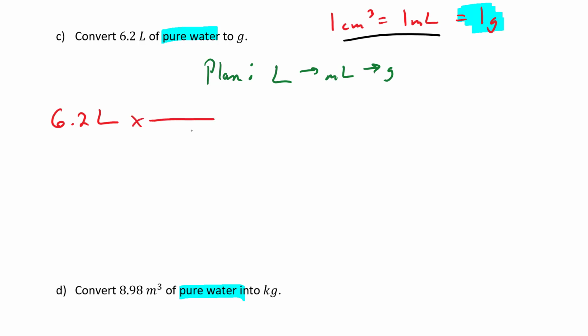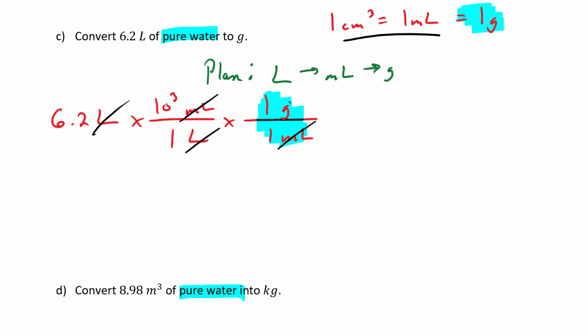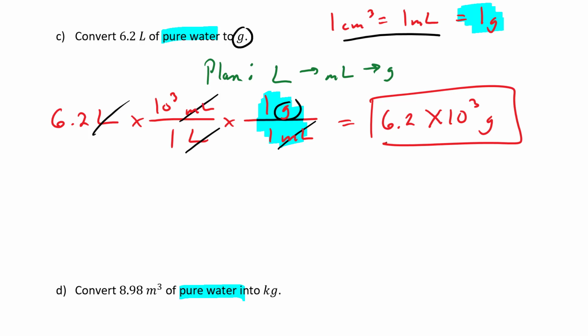So liters to milliliters, 1 liter is 10 to the 3 milliliters. And over here, 1 milliliter is 1 gram. Again, this is specific for pure water only. Milliliters cancel milliliters, liters cancel liters. I'm left with grams as my units. 6.2 times 10 to the 3 grams. In proper scientific notation, therefore it's the final answer.